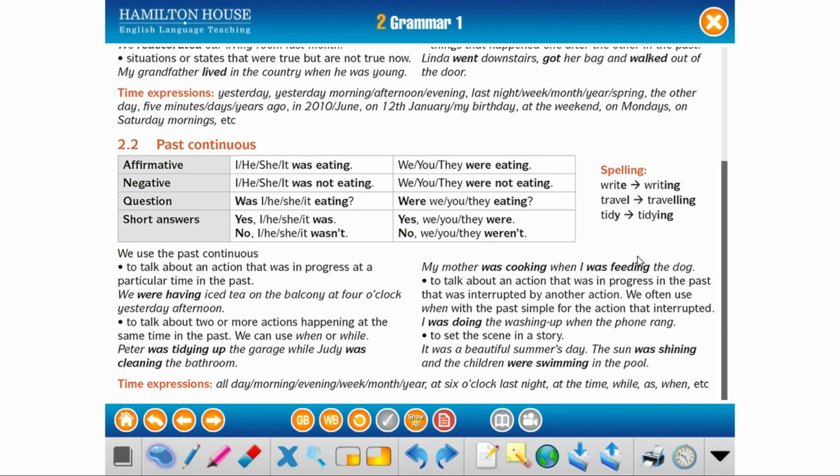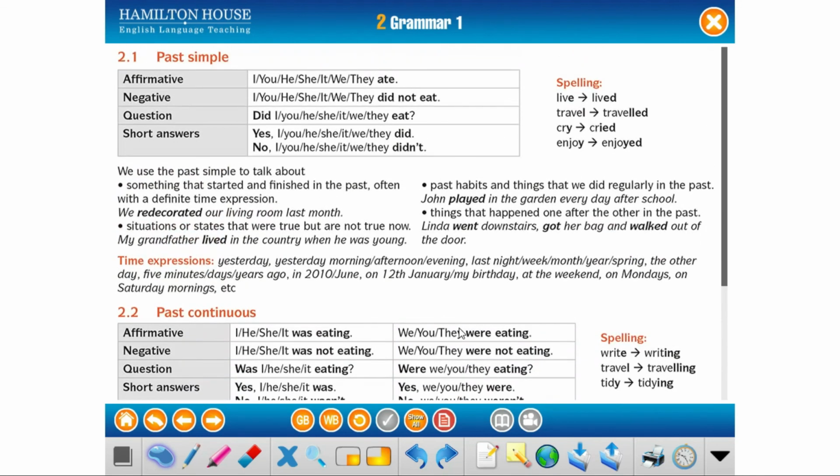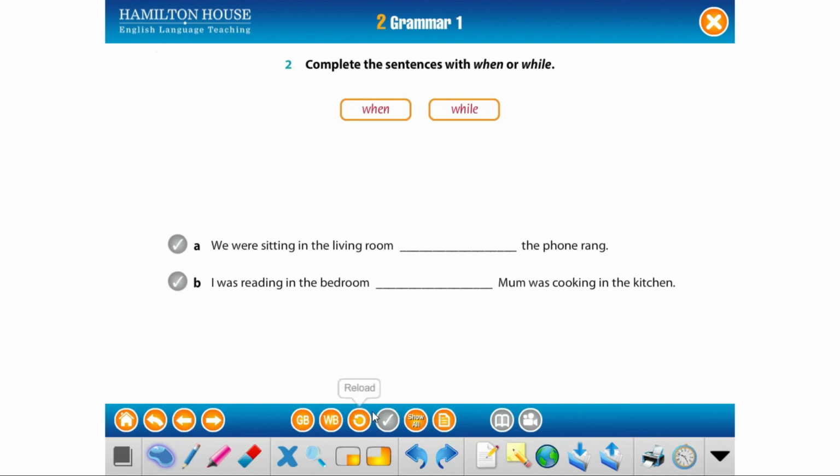Okay, so that's the use. While is used when we're talking about actions that were in progress at the same time, and when is used when we talk about an action that interrupted the other. Okay, that's a pretty easy use of when and while.